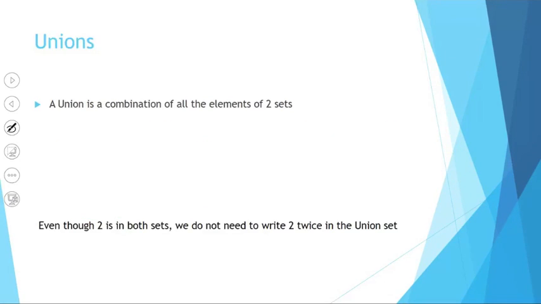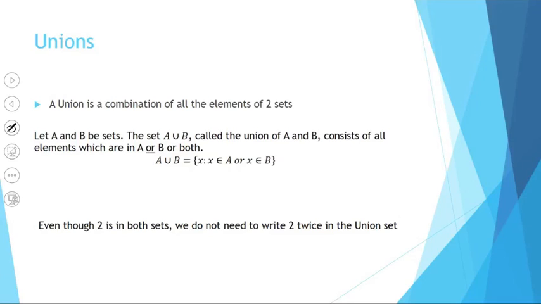All right, and the last thing I'll talk about for today in this video is unions. A union is a combination of all elements of 2 sets. So let's kind of look at an example. Well, okay, so let A and B be sets. This is just a definition of a union. The set A union B, which is how it's written, so kind of like the subset sign, but like this, it's kind of turned a little bit. It's now a U. That indicates union. You're taking A and B and you're bringing them together. This is called the union of A and B.